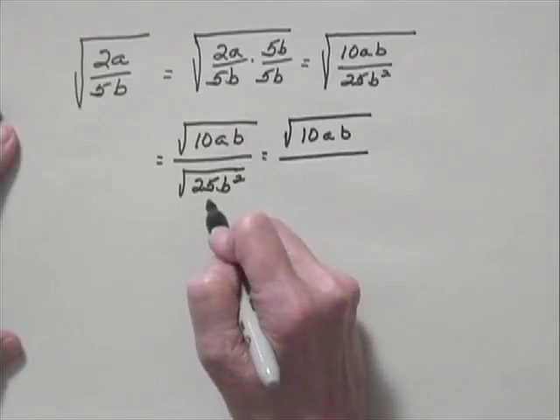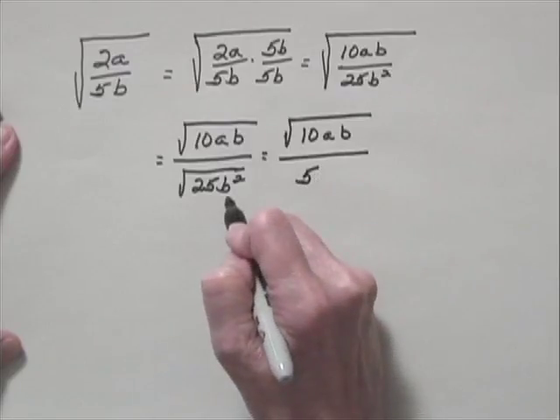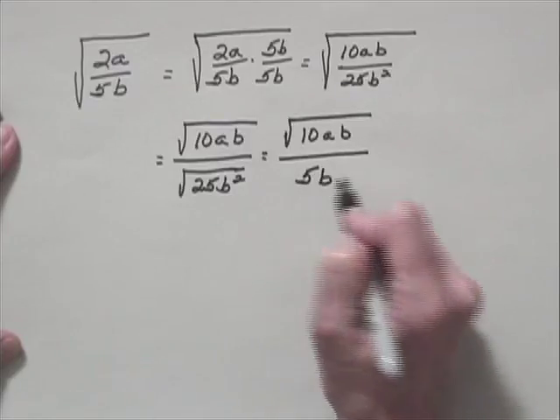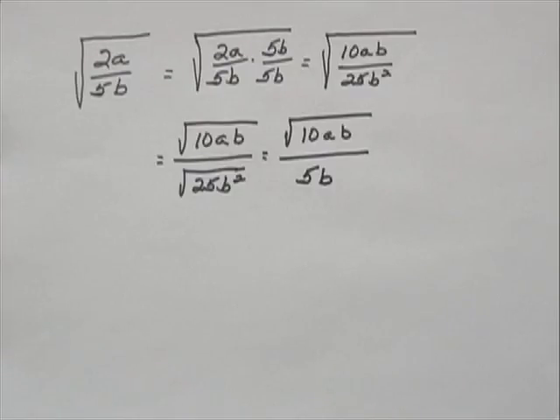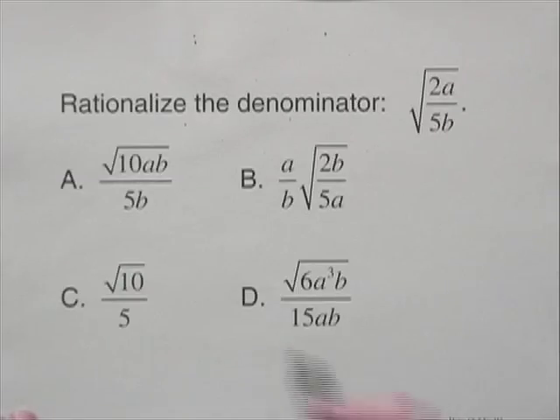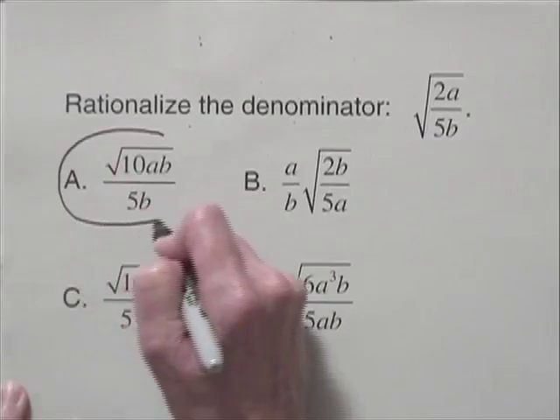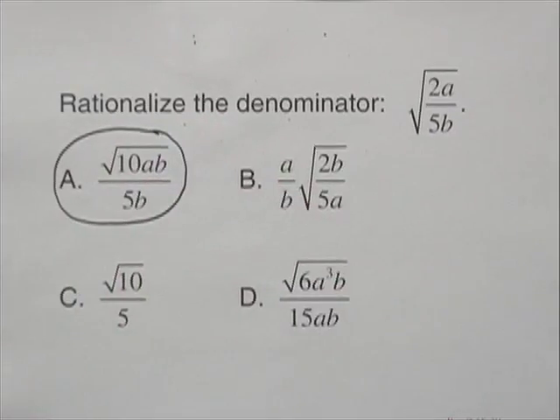And in the denominator, the square root of 25 is 5, and the square root of b squared is b. So I have the expression in the form the square root of 10ab over 5b. And when we look back, we see that that is the first choice that we were given. So A is the correct answer.